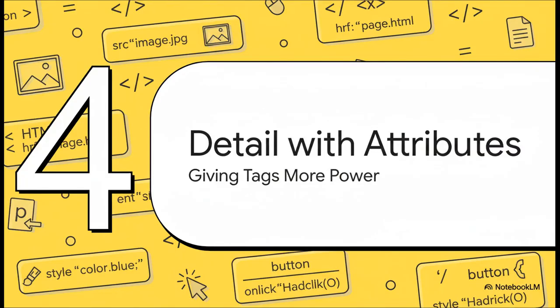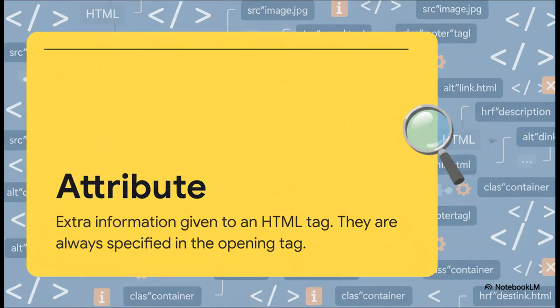So, how do we give tags like the img tag and A tag those extra specific instructions they need? The answer is by using attributes. An attribute is basically just a little piece of extra information you give to an HTML tag to tell it exactly how to behave. The most important thing to remember here is that they always go inside the opening tag, never the closing one. They usually come in name-value pairs, like name equals value.